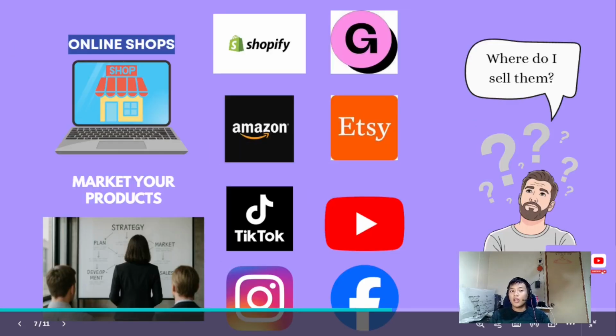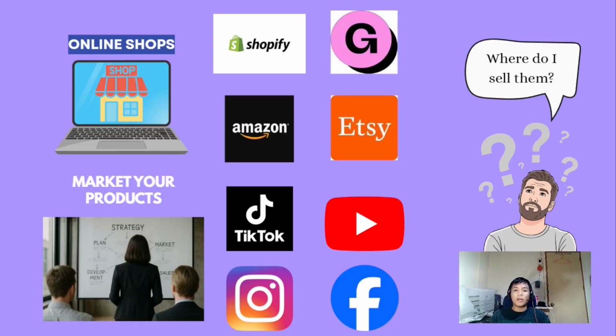Speaking of that, there are a lot of online shops where you can sell your digital product. It depends on you where you want to sell them, and it also depends on the availability in your area or country. First is Shopify, second, Gumroad, third, Amazon, and fourth, Etsy. These shopping platforms have their own policies and rules for selling, and there are also fees that you need to pay.